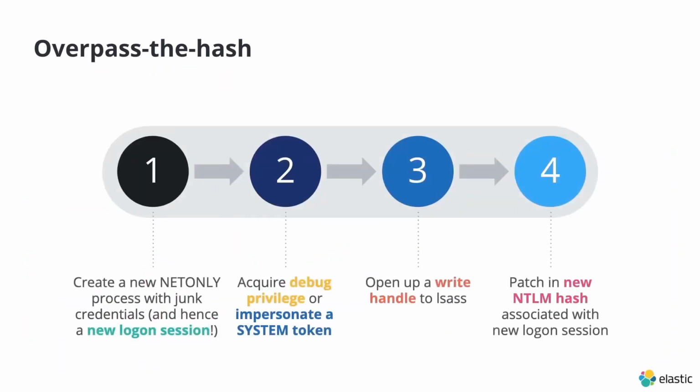A couple of notes about quirks of how Mimikatz does this. Firstly, it creates a sacrificial net-only process, and this is to preserve your TGT, as I mentioned, but this does generate a new logon session. It will then acquire debug privilege or impersonate a system token in order to get a right handle to LSASS. Then, as I said, it will parse LSASS memory, find the appropriate logon session, and patch in that new hash. Then once again the normal Kerberos authentication process kicks off, and you have a TGT for that user.